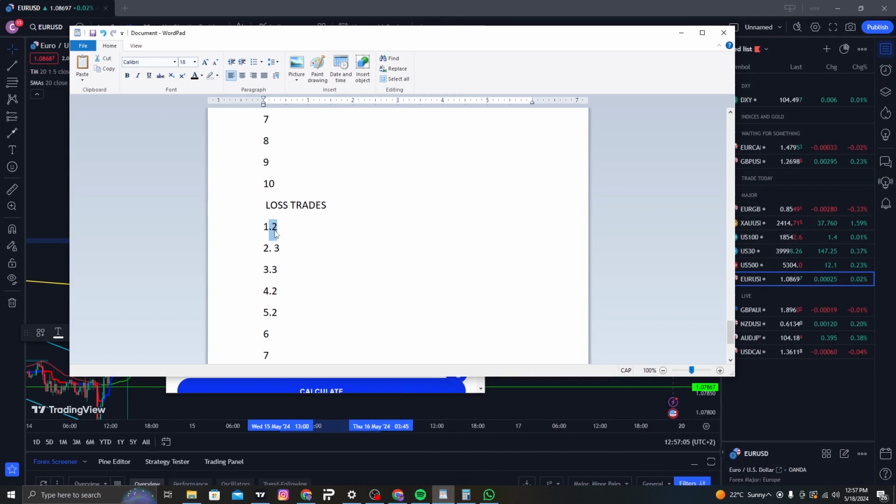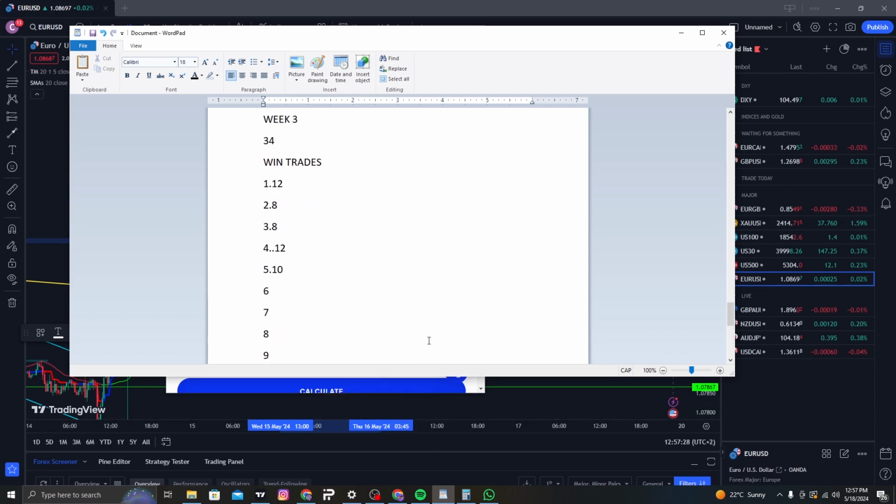So you lost your first trade. You lost 3.8. Second one, you lost $4. Fourth one, you lost $4. You lost $4. You lost $4. The reason why I'm using $4 is just to make it realistic, right?